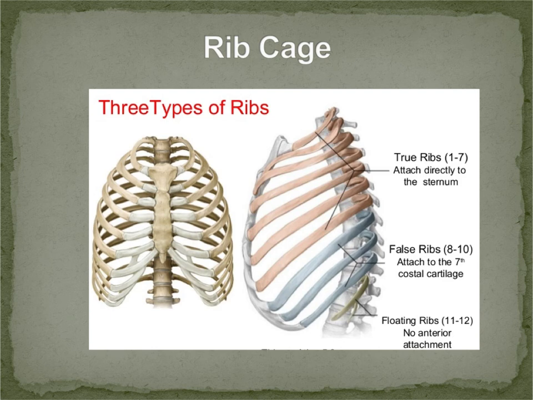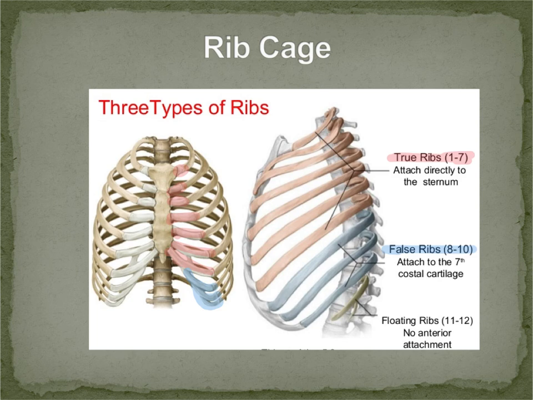Rib cage is next. Ribs can be classified as one of 3 types. True ribs, which are pairs 1 through 7, attached directly to the sternum. You can see that here. 2, 3, 4, 5, 6, and 7. The false ribs are 8, 9, and 10. You can see they do not attach directly to the sternum. They actually attach to that 7th pair of true ribs. So that's why we call those false.